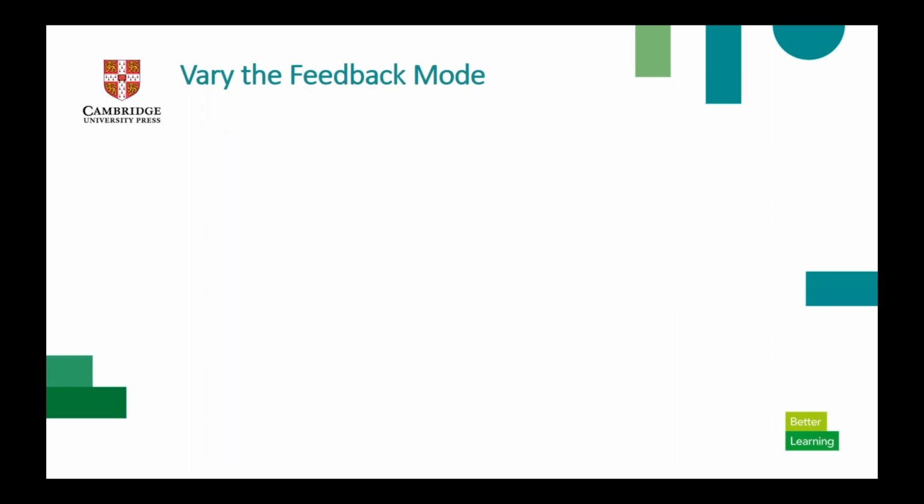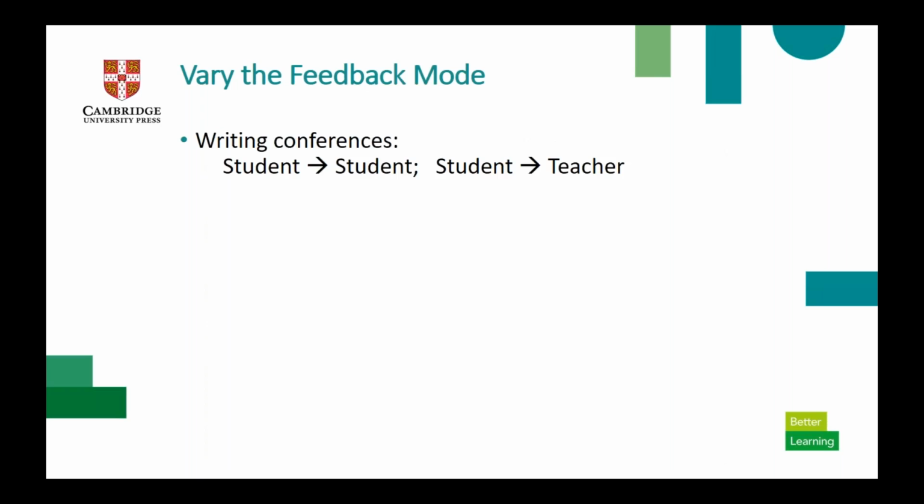I think it's also important for us to vary the feedback mode. So we can do writing conferences where there's student to student or student to teacher. Those are really nice. We have a paper in front of us. I think it's really important in order for a writing conference to be effective that it's not the first time. So let's say that we have a student to student doing a writing conference. They've already exchanged papers. They've had time to read the paper. They're not sitting down at a table and seeing that paper for the first time. The same thing when it's a student to teacher conference.